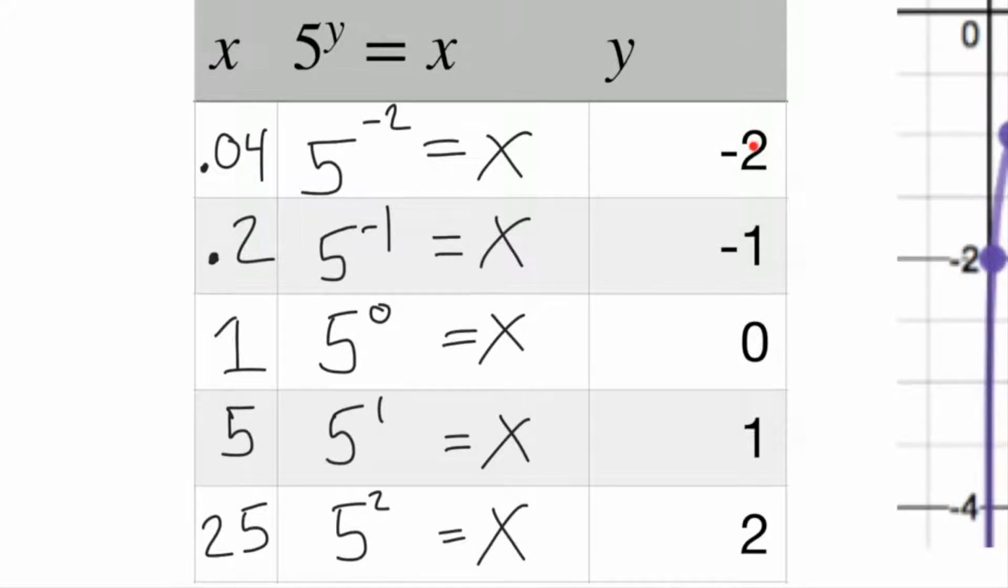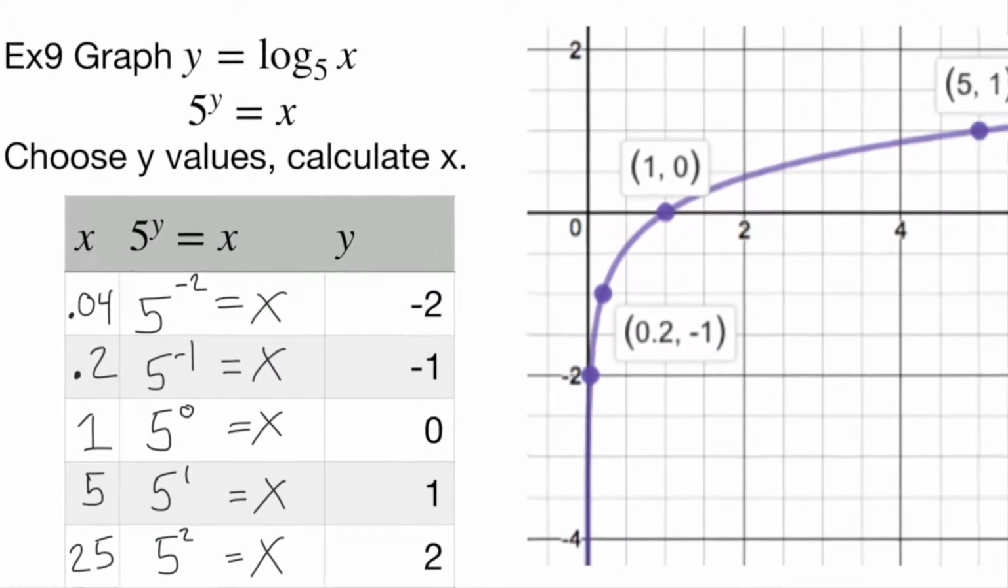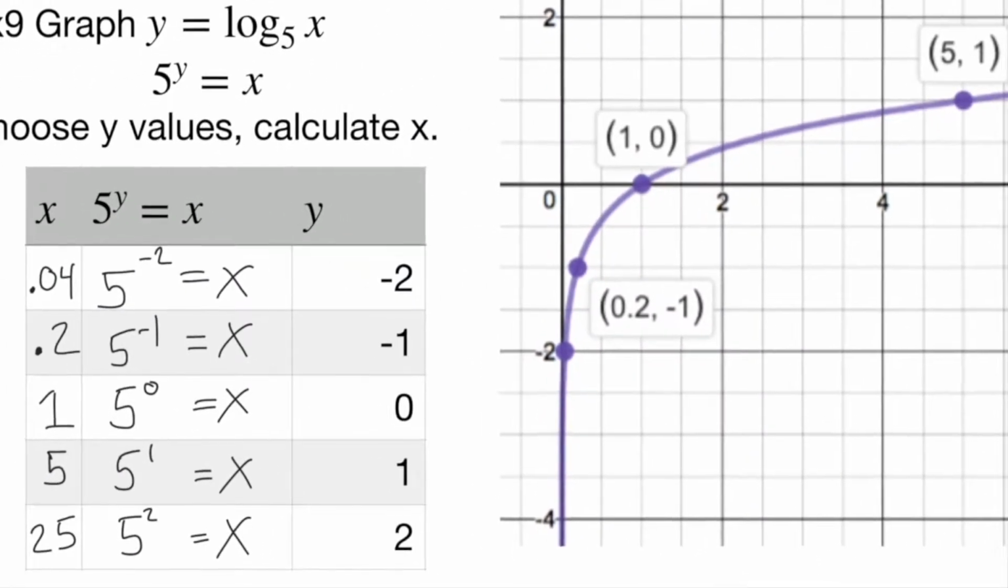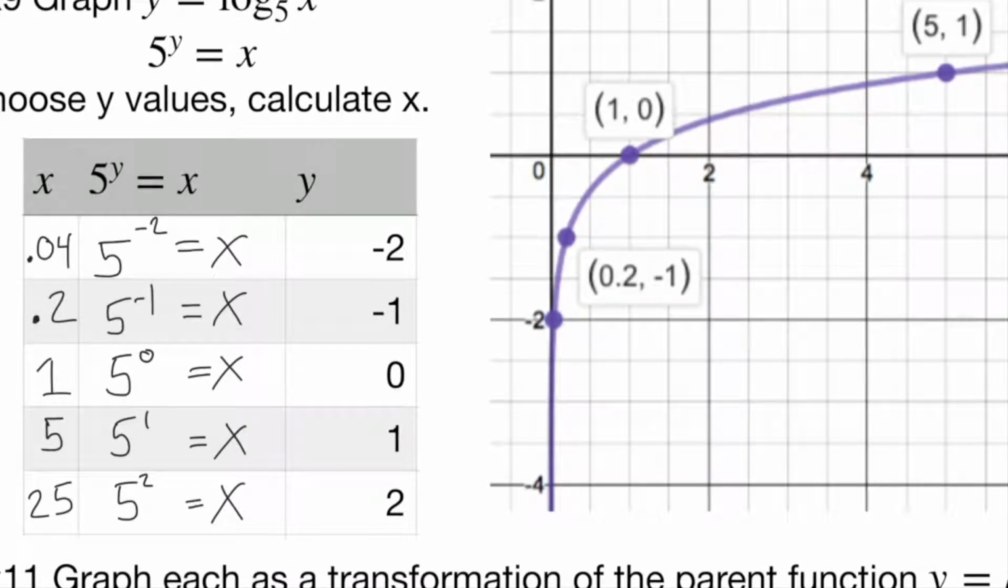So you can choose, for example, -2, -1, 0, 1, 2, and then put them in the exponents. You're choosing the exponents first and then calculating the powers. And remember, the powers are over here because the powers are the input to the log function. And when you graph it, it looks like this. Here is the x-intercept, (1, 0), and here are some of the other values, like (0.2, -1).